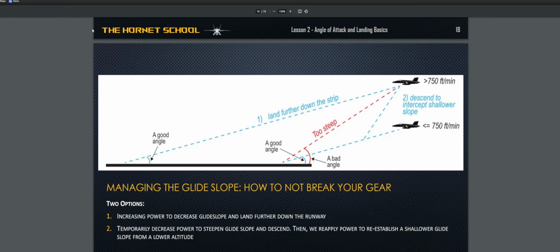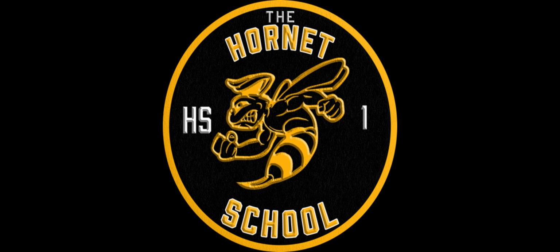Managing the glide slope, how not to break your gear. Two options: increasing power to decrease the glide slope and land further down the runway. Temporarily decrease power to steepen the glide slope and descend, then we reapply power to reestablish a shallower glide slope from a lower altitude. And that's it for Lesson 2.